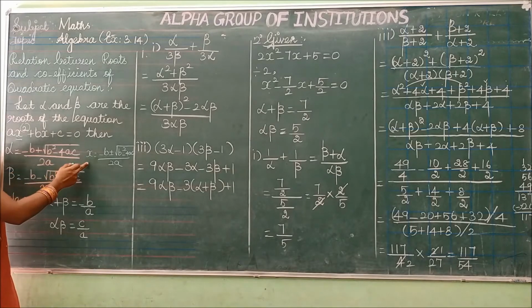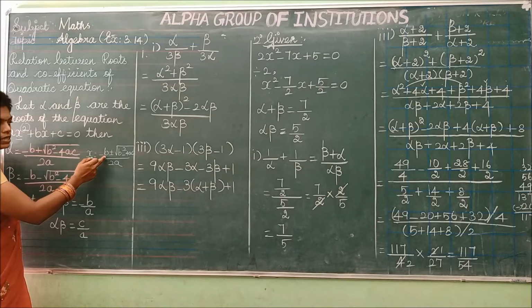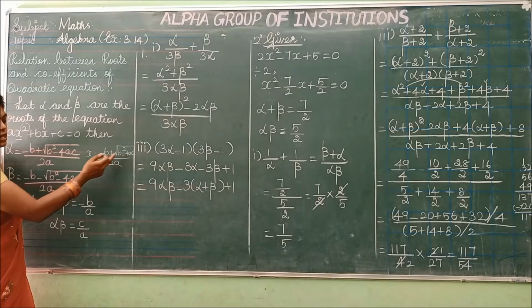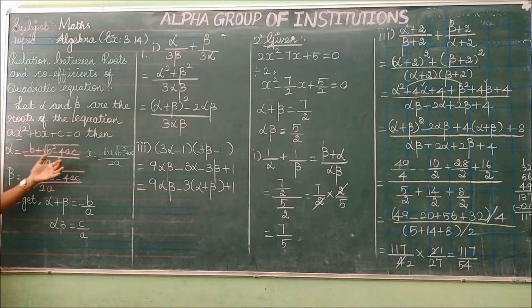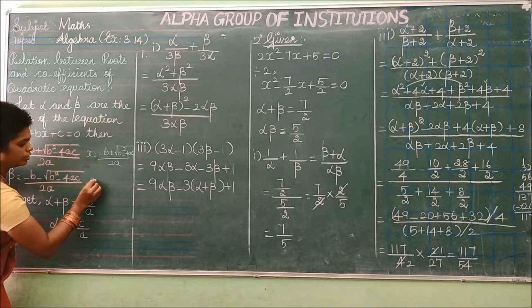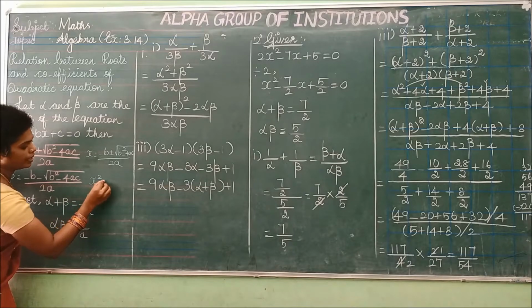You know in general format x is equal to minus b plus or minus square root of b square minus 4ac divided by 2a. The positive part is called the root alpha, the negative part is called the root beta. So alpha is equal to minus b plus square root of b square minus 4ac divided by 2a, and beta is equal to minus b minus square root of b square minus 4ac divided by 2a.